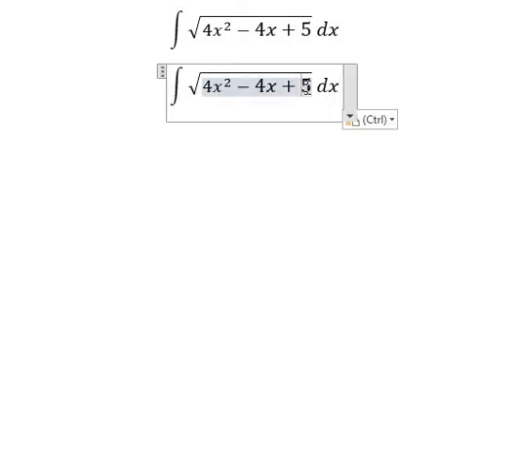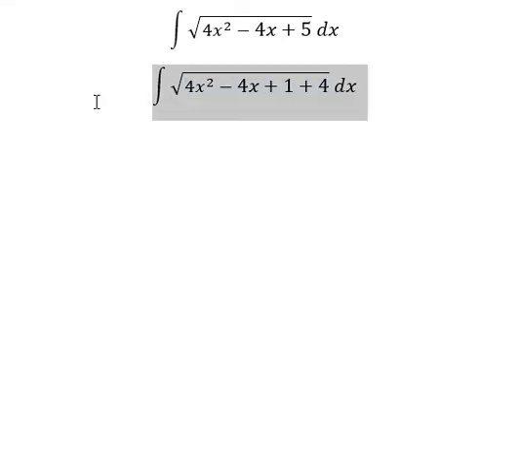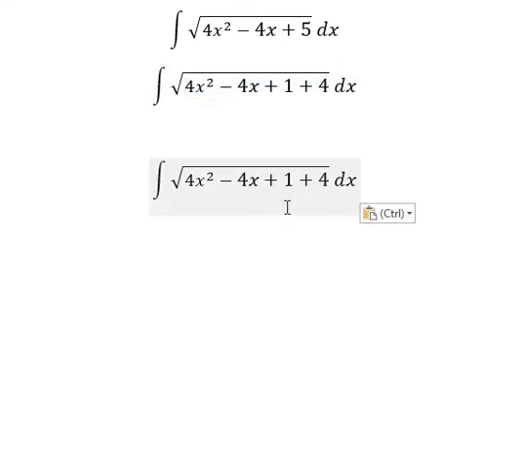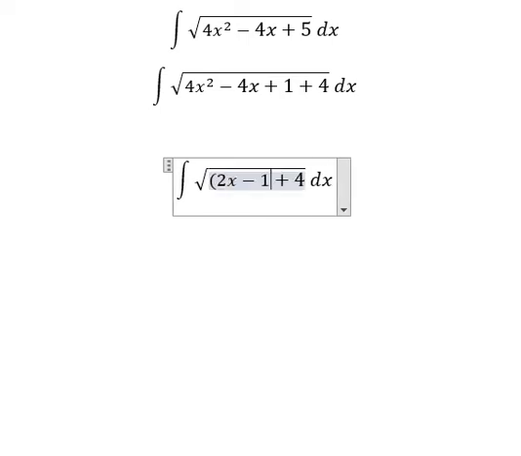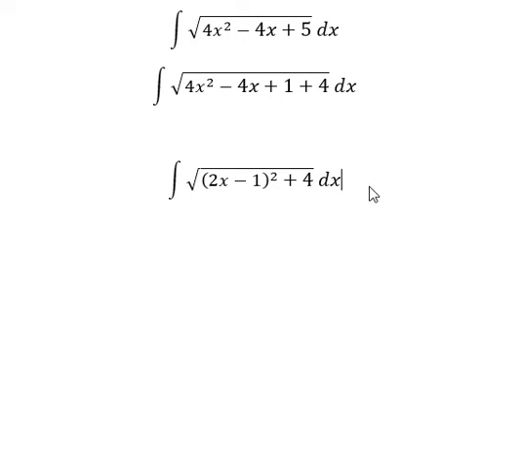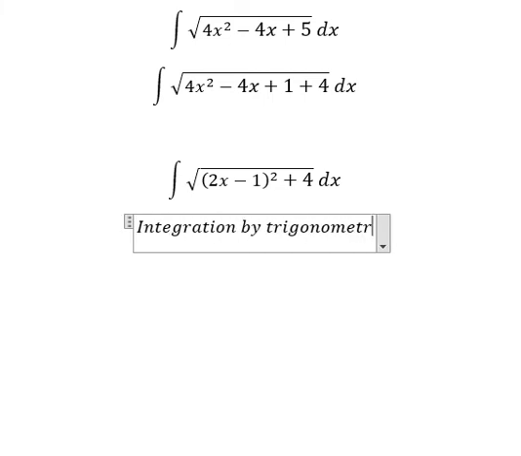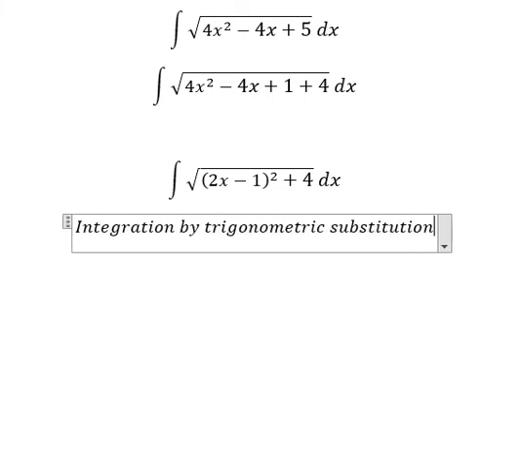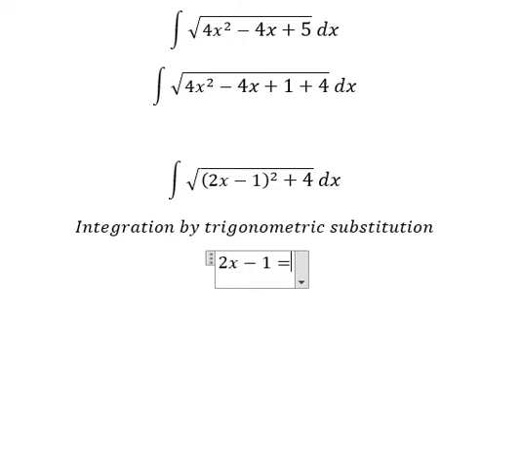Number 5, we can put into 1 plus 4, because I want to create about identity in here. So we have (2x minus 1) to the power of 2. Next, we need to use integration by trigonometric substitution. So I will put 2x minus 1 equals 2 tan t.